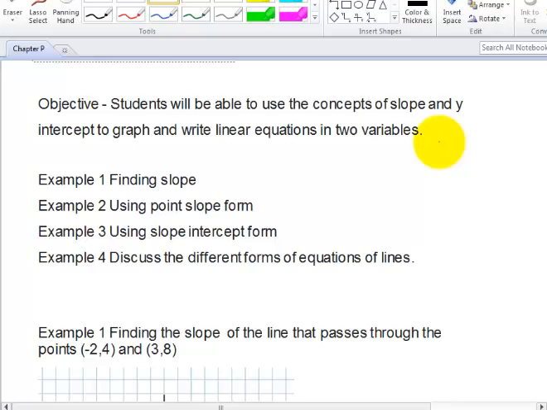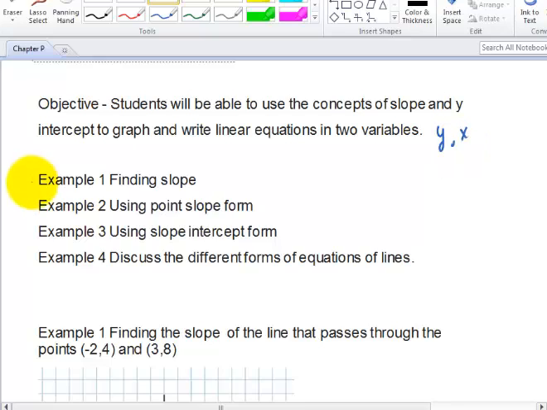McAllen, and today we're going to be going over some concepts of coming up with equations of lines. The objectives are that students should be able to use the concepts of slope and y-intercept to graph and write linear equations in two variables. The variables we're going to be using are y and x, just like typical math equations.